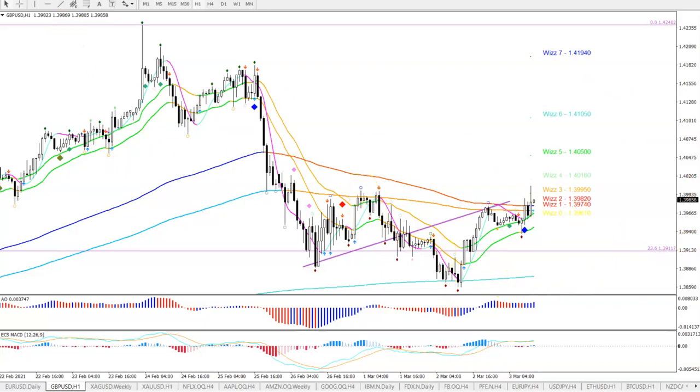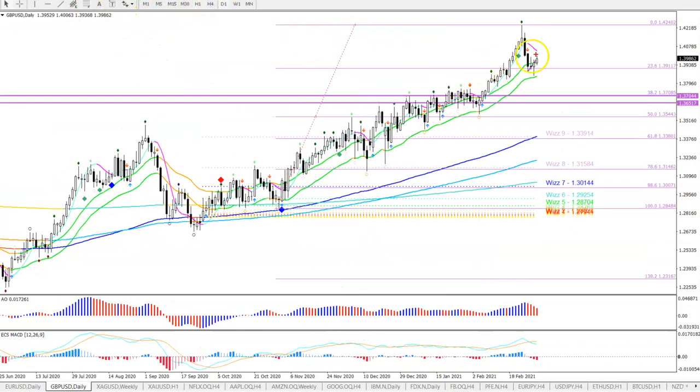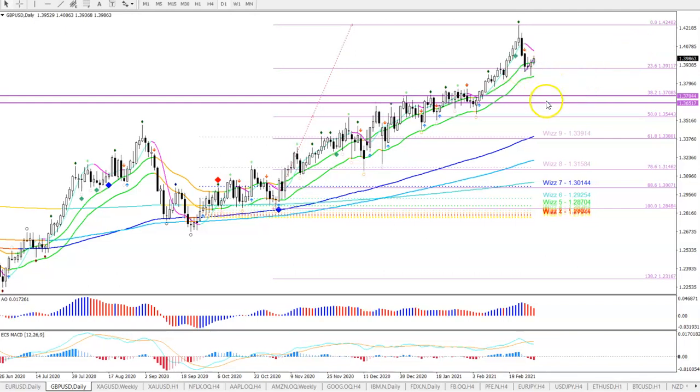Now let's see if this is that. Hang on, let me get rid of the fib here. Well, let me show you this first. Expecting price to go down to the 38.2 fib at 137.08, which could be a bouncing spot. It's now at the 23.6 fib.